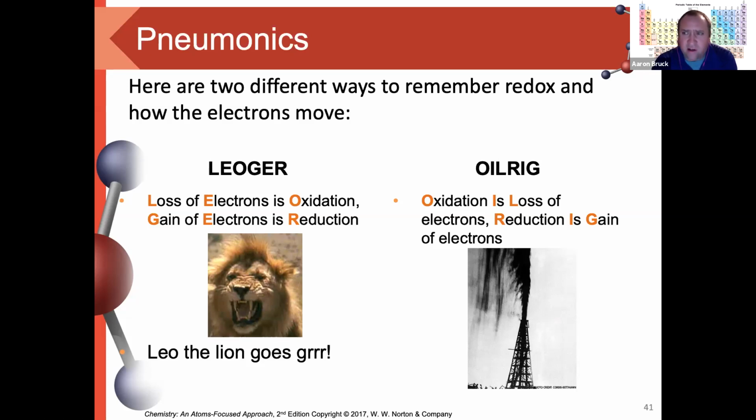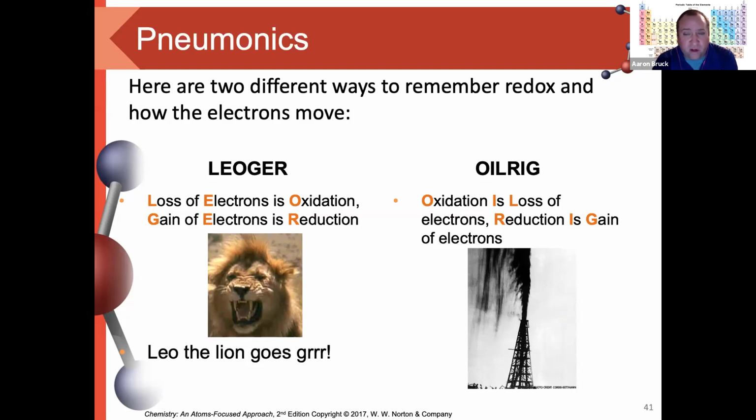There's another one out there called OIL RIG. Now, I did not learn it in high school. Obviously, I learned LEO GER. I picked that one up in college when I was taking chemistry as a freshman, and somebody I was studying with said, "Oh yeah, this is easy. You just use OIL RIG." I just stared and went, "What the heck's OIL RIG?" "Oh, well, OIL RIG is oxidation is loss of electrons, reduction is gain."